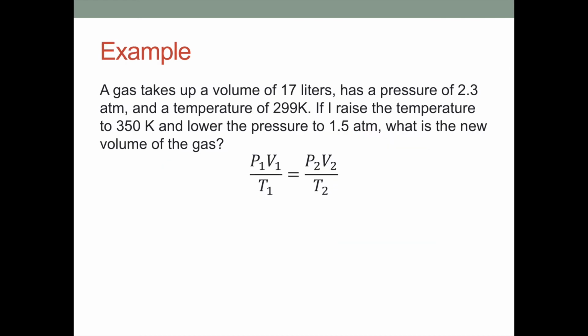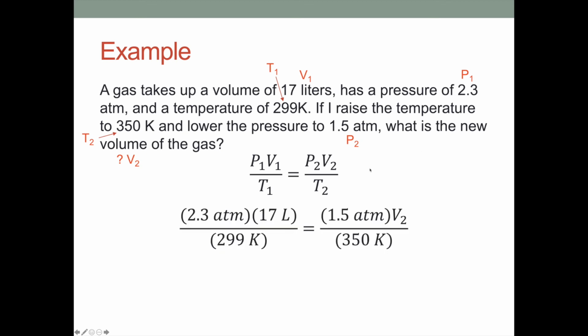Here's an example of the combined gas law. A gas takes up a volume of 17 liters, okay, V1. It has a pressure of 2.3 atmospheres, that's P1, and a temperature of 299 Kelvin, that's T1. Now, under my new conditions, if I raise the temperature to 350 Kelvin, that's T2, and I lower the pressure to 1.5 atmospheres, P2, what is the new volume of the gas?